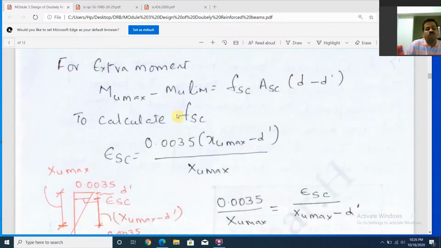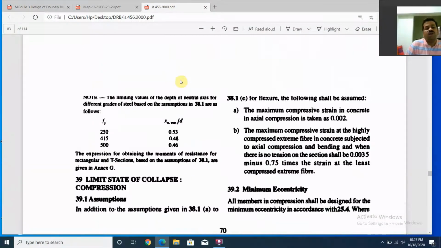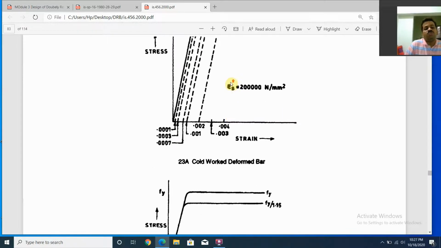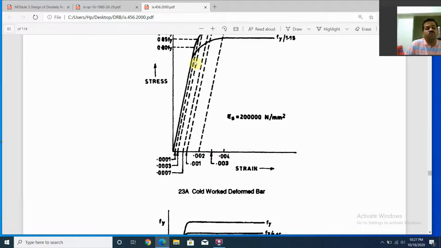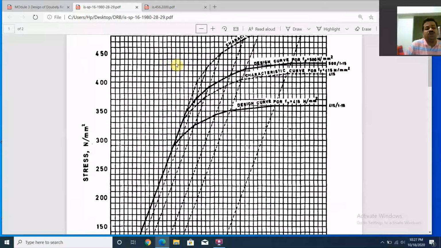But this Fsc depends upon the type of steel we provide. In IS 456, page number 70, you see the stress-strain curve for mild steel, where stress is equal to fy divided by 1.15, that comes to 0.87 fy. But in the case of deformed bars, it keeps changing with each value of strain. So the detailed version is given as a graph in SP16.